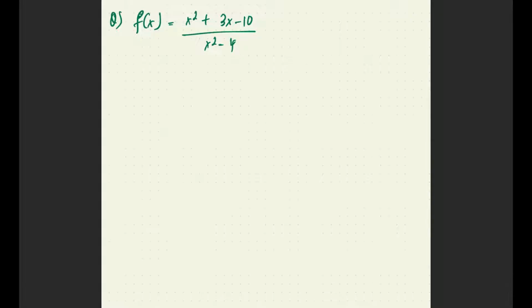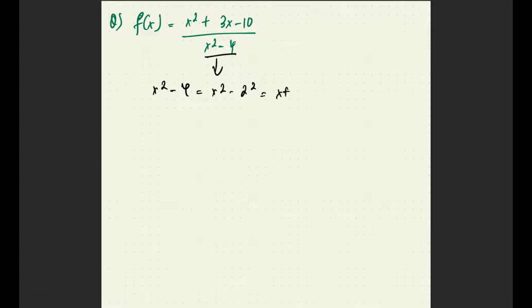Okay, so let's do this second example. We're given this function y equals x squared plus 3x minus 10 divided by x squared minus 4. We need to find out the vertical asymptotes if they exist. We said the first step was to simplify the function. Over here, I know that the denominator is a difference of 2 squares. So I can write x squared minus 4 as x squared minus 2 squared, which is the same thing as x plus 2 times x minus 2.